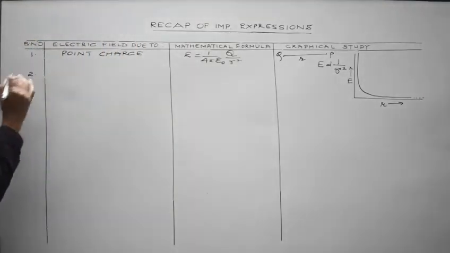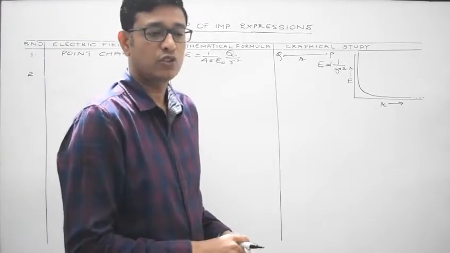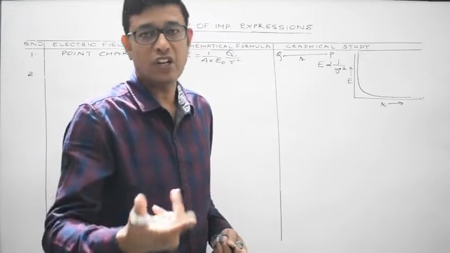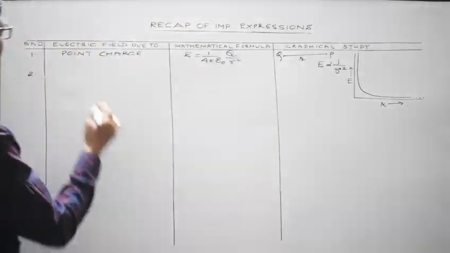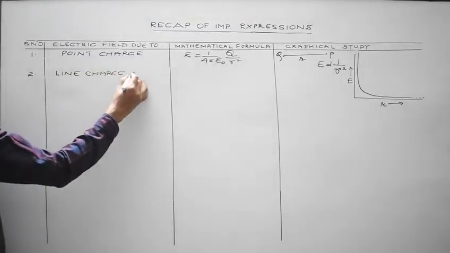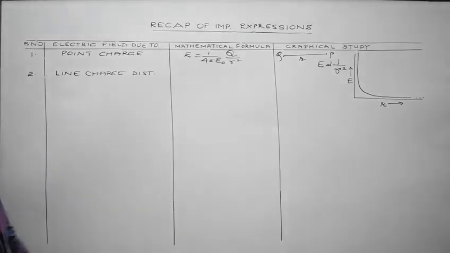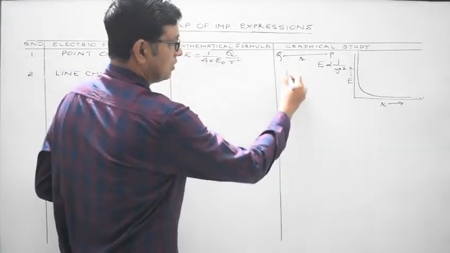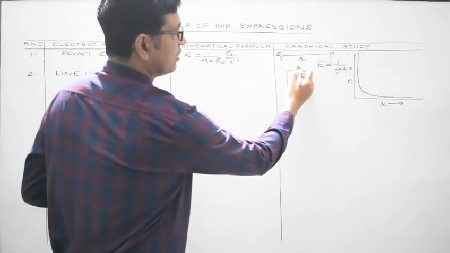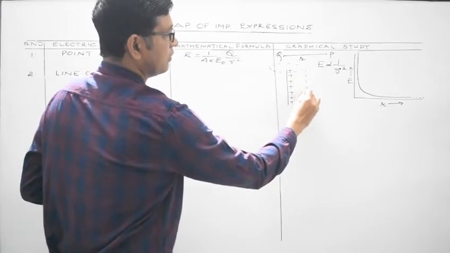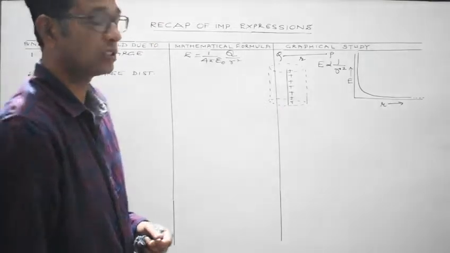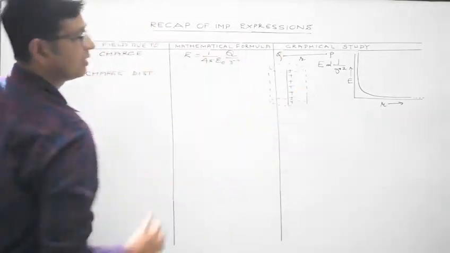Second, we have discussed the applications of Gauss theorem, and one of the applications was to determine the electric field due to a line charge distribution. So for line charge distribution, you must remember, this was the case. This is a line charge distribution, and here we have considered a cylindrical Gaussian surface, isn't it? We have considered a cylindrical Gaussian surface, and by applying Gauss theorem, we got the expression for the electric field due to this line charge distribution.